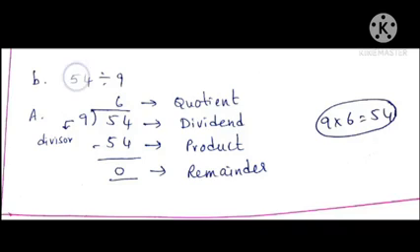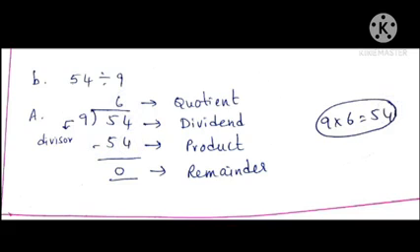Next question, 54 divided by 9. 54 divided by 9. Arrange it, then we have to recall the 9 table. In the 9 table, when will we get 54? Tell me, children, 9 sixes are 54. This 6 we have to write above the line, and this 54 we have to write down.